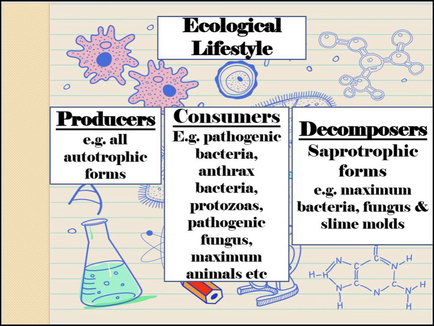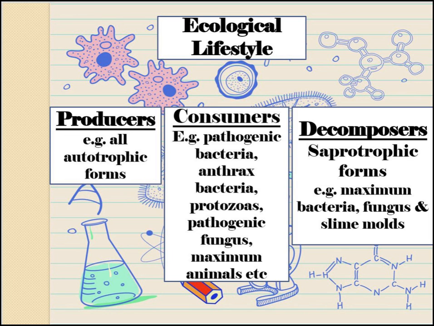They only want to know whether you know that this term exists, and whether you are capable to answer the questions regarding this term and the things which are included in these kinds of terms. That is the consumers. What are the consumers? Like pathogenic bacteria, anthrax bacteria, protozoa and all. And regarding the decomposers, you can get the saprotrophic forms, that is the maximum bacteria, fungus and slime molds. Those are the ecological lifestyle. Regarding the ecological lifestyle, you can divide the organisms into three types, that is the producers, consumers and decomposers.